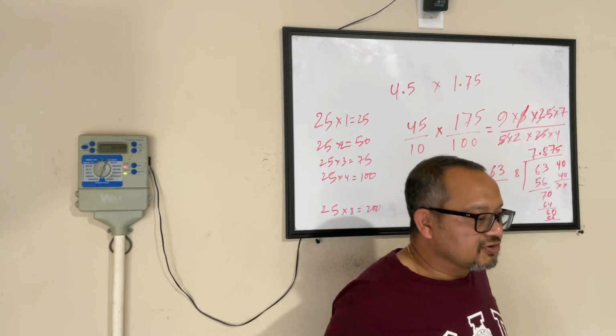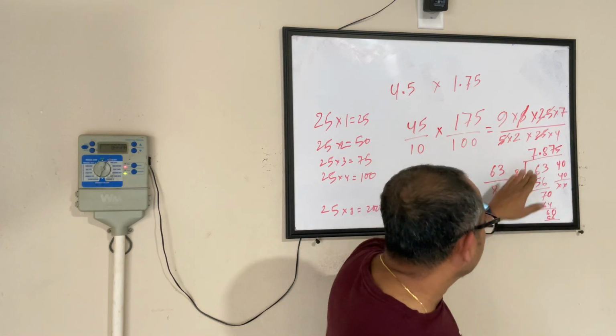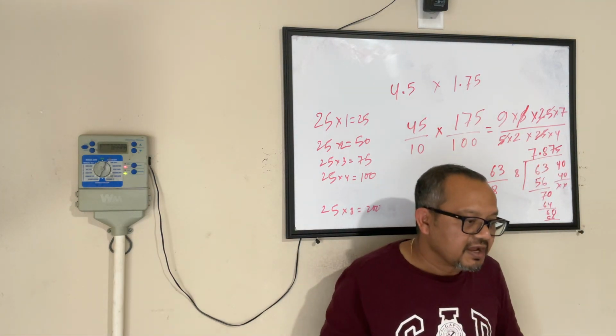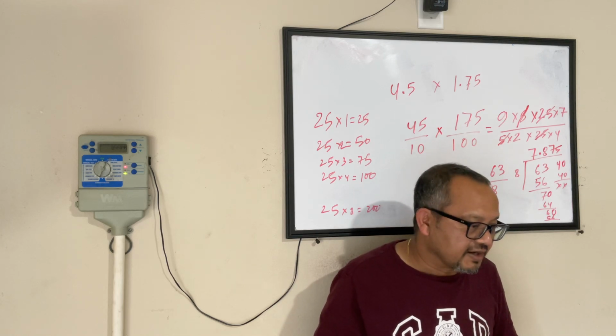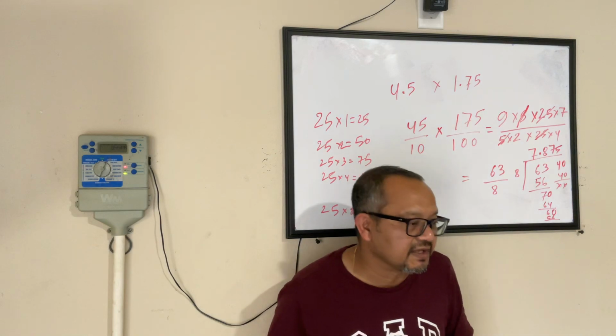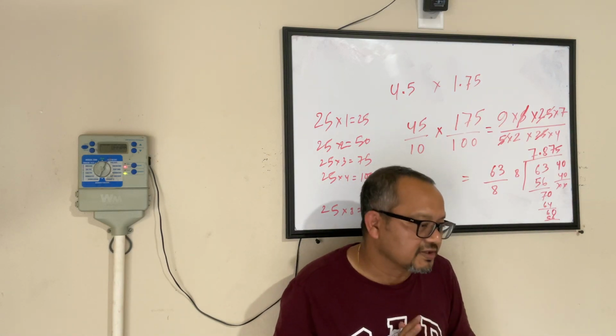Yeah? So whoever did not get 7.875, probably you missed some of the steps in between and you might have got a different answer. Just review this and let me know if you're able to follow this or not.